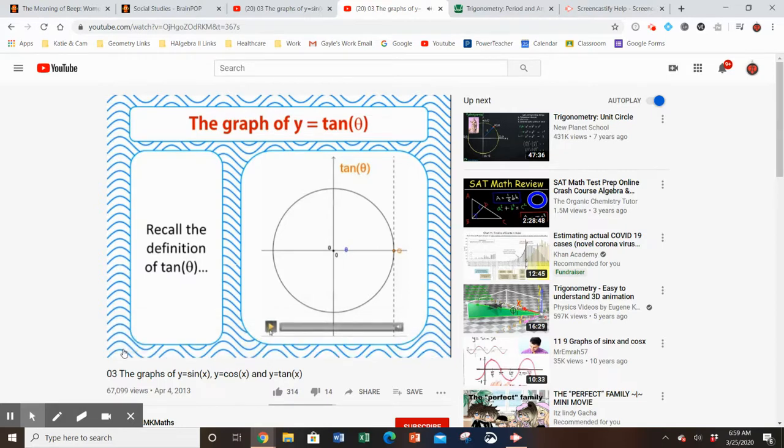I like the graphic, so just pay attention to the graphic. Just to go back to our definition of tan in the unit circle, remembering it's all to do with the y coordinate of the point of tangent. So it gets larger and larger and larger, and then gets negative and back to 0.